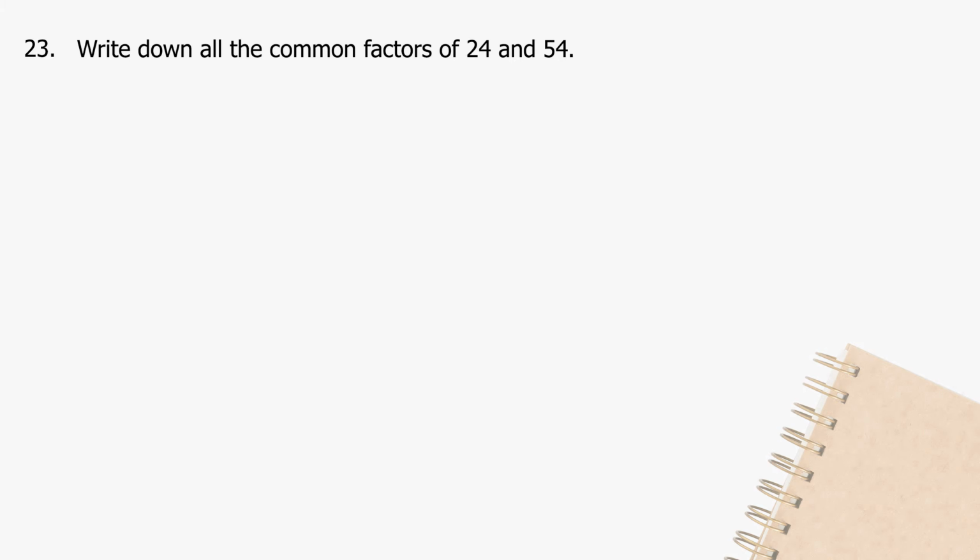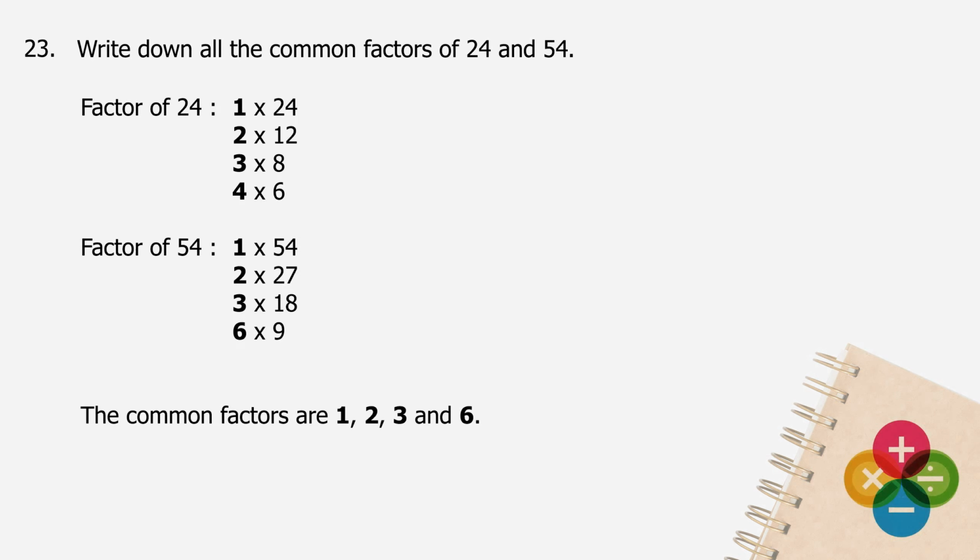Question 23. Write down all the common factors of 24 and 54. The factors of 24 will be 1, 2, 3, 4, 6, 8, 12, and 24. The factors of 54 will be 1, 2, 3, 6, 9, 18, 27, and 54. The common factors are 1, 2, 3, and 6.